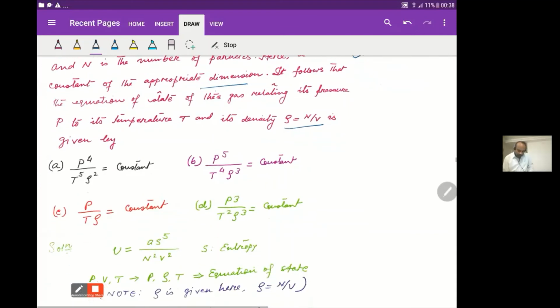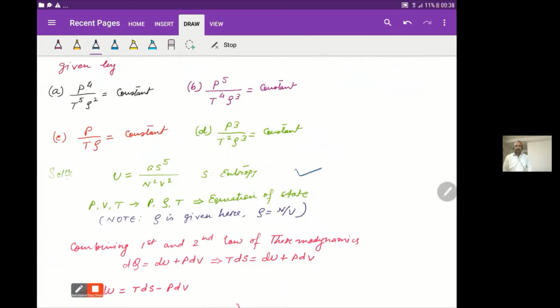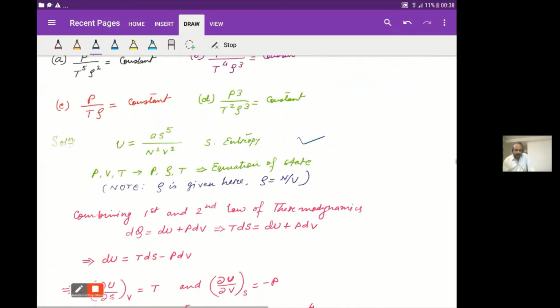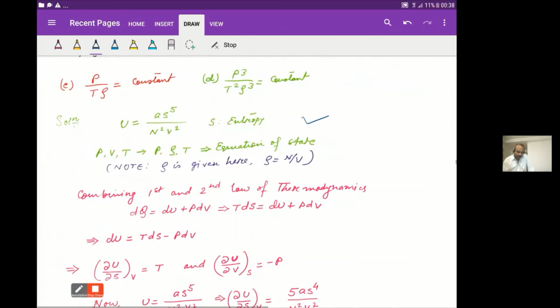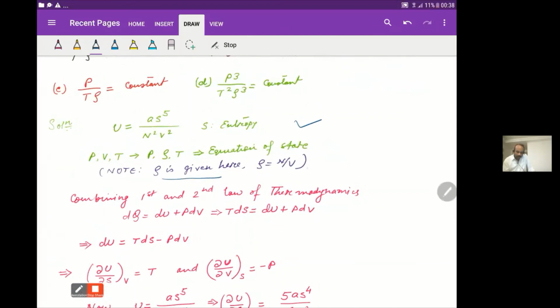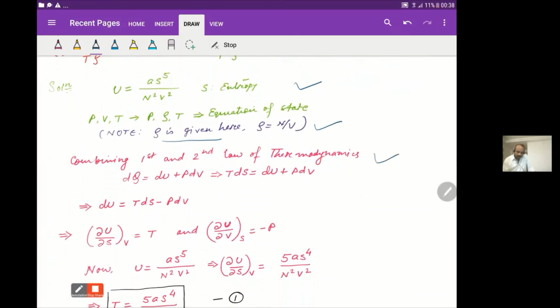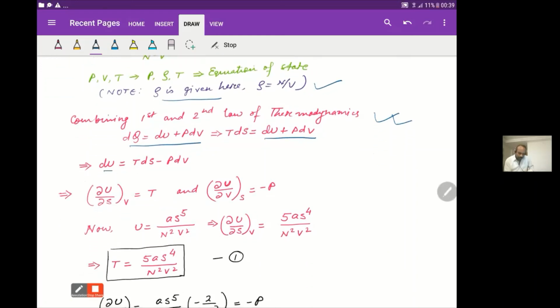So U is given as AS to the power 5 divided by N square V square, where S is the entropy. Equation of state means relation between pressure, volume, and temperature. Here we are given rho, and rho we know is N by V. Now we can combine the first law and second law of thermodynamics, that is dq is equal to dU plus PdV. dq is equal to TdS, therefore TdS is equal to dU plus PdV. Or rearranging, we can write dU is equal to TdS minus PdV.